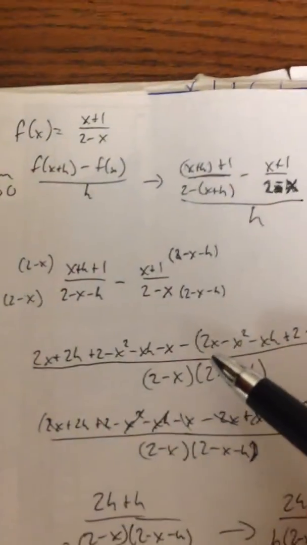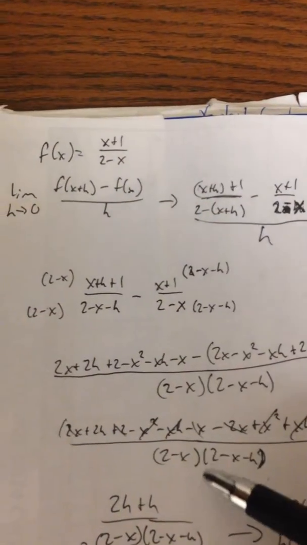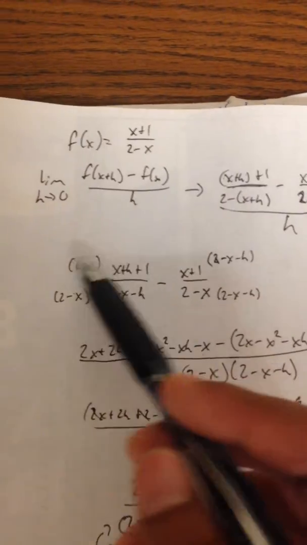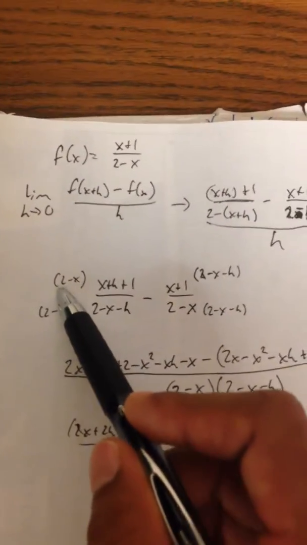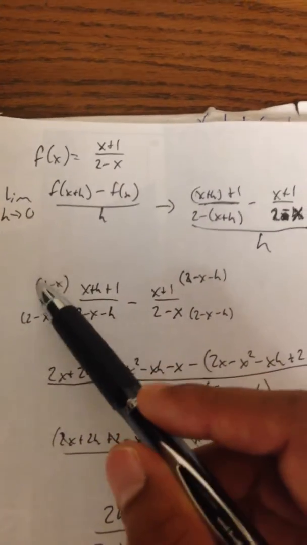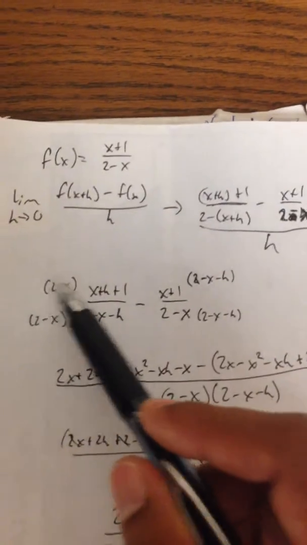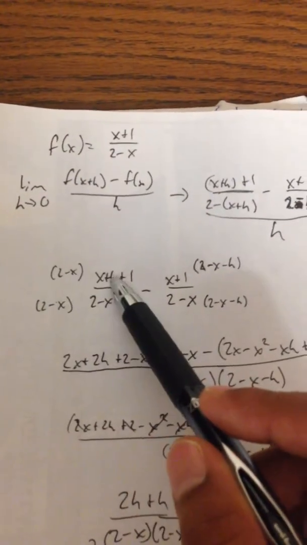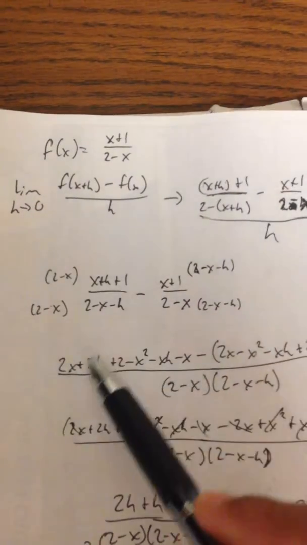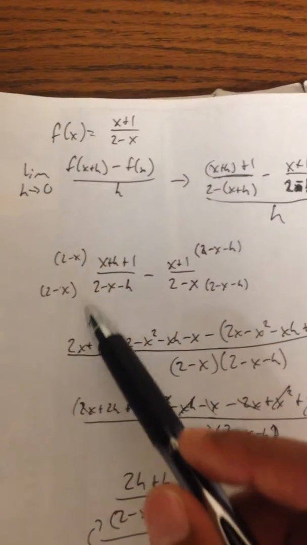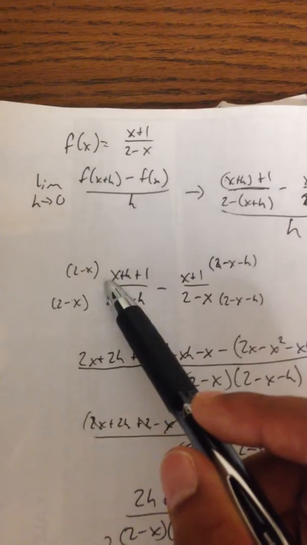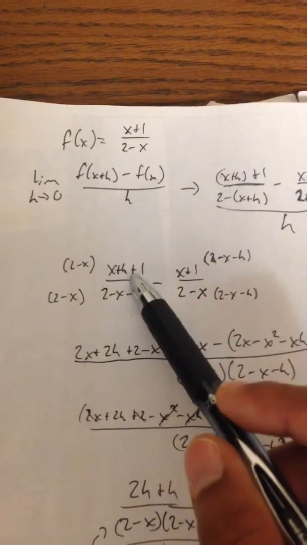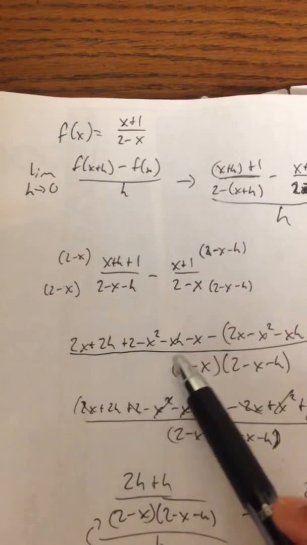At the top you get this crazy expression. I expanded this one, and it's kind of like the FOIL method but a little bigger since there are 3 terms in one of them. 2 times x is 2x, 2 times h is 2h, 2 times 1 is 2. Then negative x times x is negative x squared, negative x times h is negative xh, and negative x.